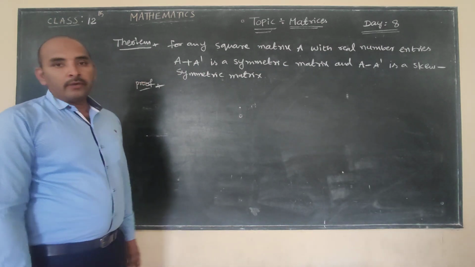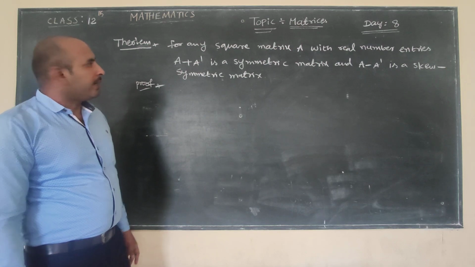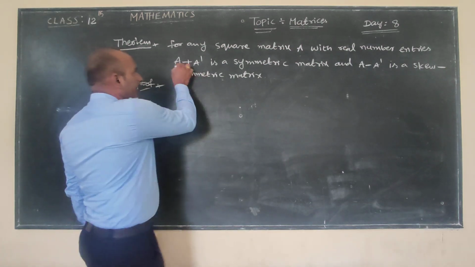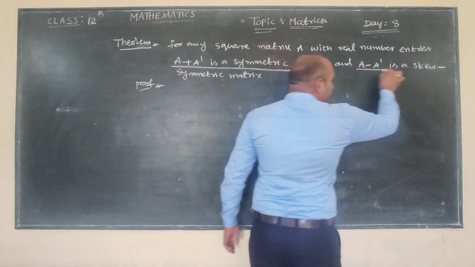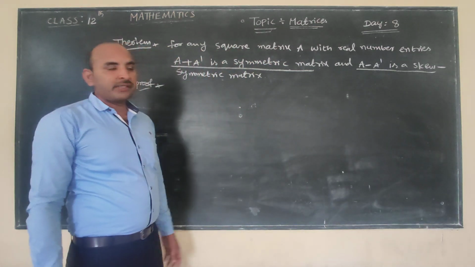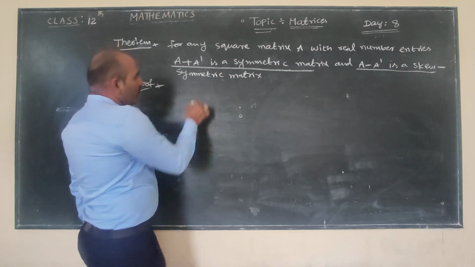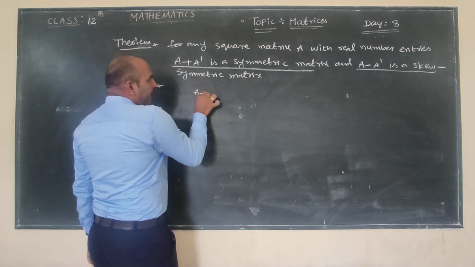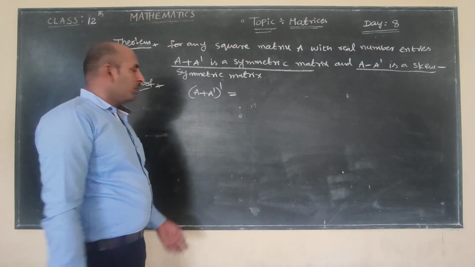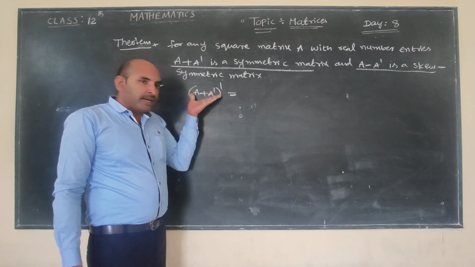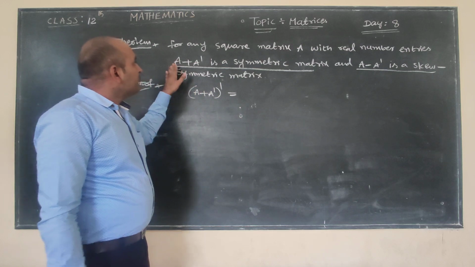Now we have one theorem. For any square matrix capital A with real number entries, A plus A transpose is a symmetric matrix and A minus A transpose is a skew symmetric matrix. Coming to the first one, we have to show that A plus A transpose is a symmetric matrix. So first of all, I am taking A plus A transpose and whole transpose. We have to show it becomes A plus A transpose.